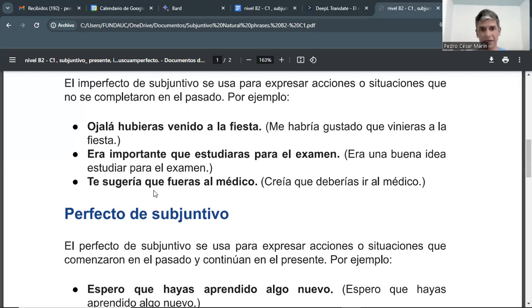Te sugería que fueras al médico. You see, so the moment when you're saying the phrase, the second action hasn't happened. In Spanish, this makes perfect sense. And my recommendation is not trying to make the whole understanding in English or the whole connection to English, because it's impossible. You don't have it in English.